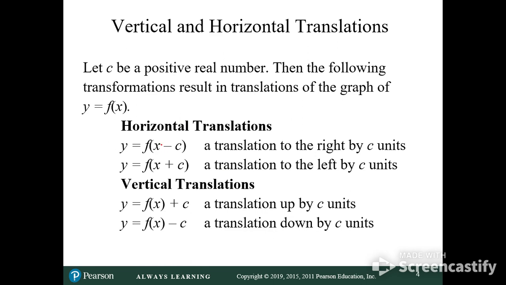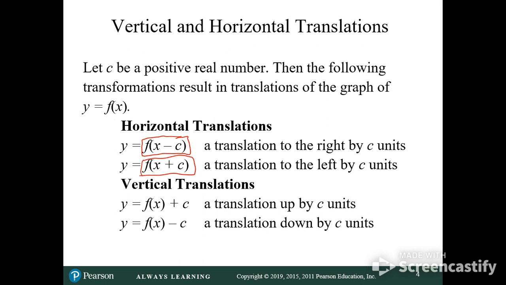Horizontal translations. If something happens inside the parentheses, it's going to affect it in the horizontal, or in the x. So x minus c, you would think it'd go to the left, but it actually goes to the right. It's opposite of what you'd think, so don't let the minus kill you here. So x minus c goes to the right, x plus c goes to the left. We did this in trig as well, for all of you trigsters that had trig last semester.